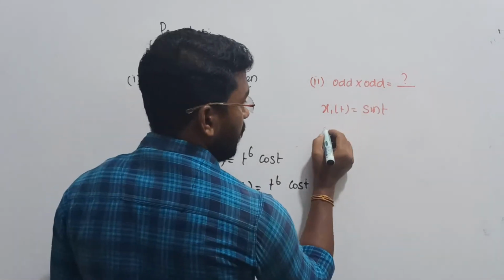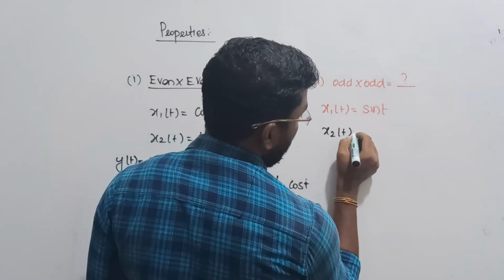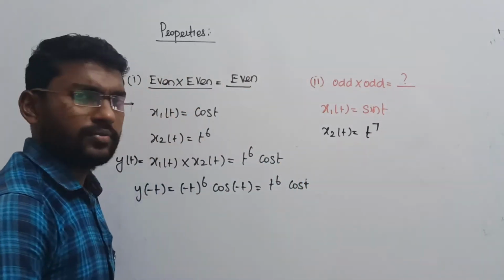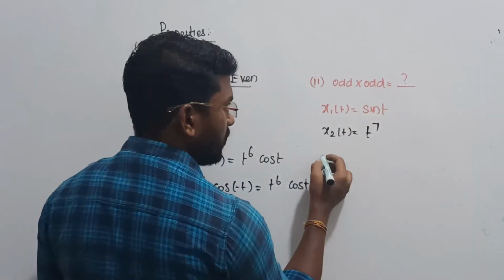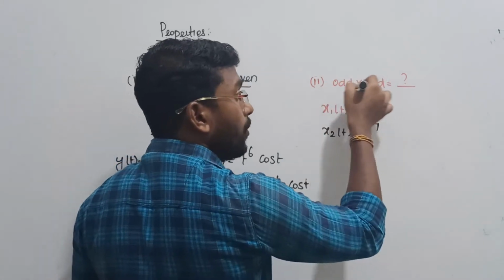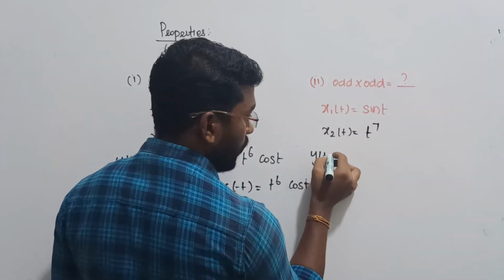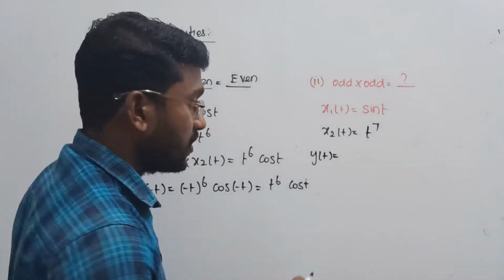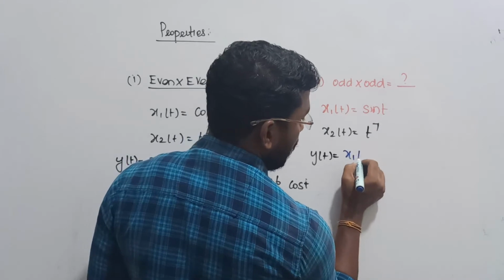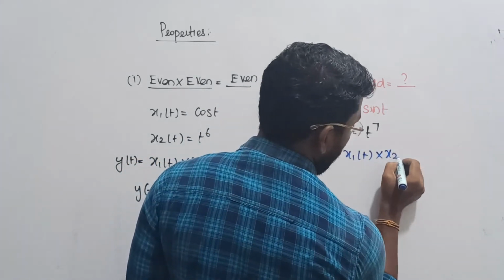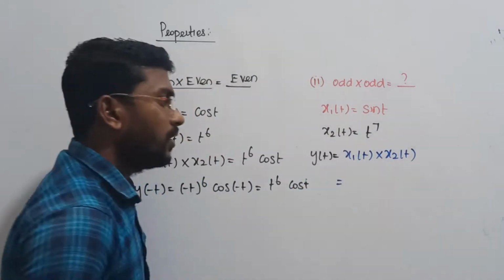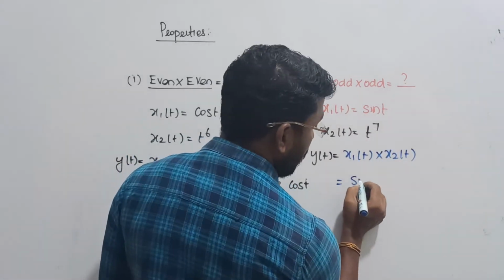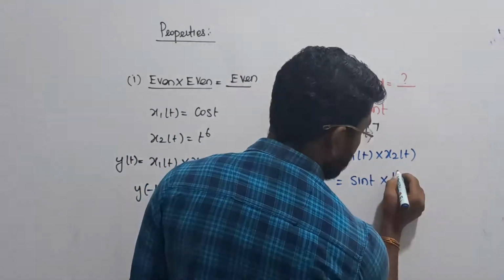Because we are testing even and odd parts, right? So for x2 of t, let me consider t power 7. That is the best example, right? So let us go ahead with this. x1 of t we have to multiply. In the resultant, let me write y of t. y of t is going to be the product of the first two signals, right? x1 of t will be multiplied with x2 of t to obtain the resultant. We have to take two odd signals, that's all. So if I multiply these two, what am I going to get? We are going to get sin t with t power 7.